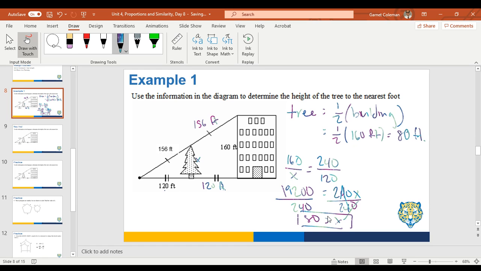So there are 2 ways you can do it. You can think of it as a mid-segment, so you can take half the height of the building, or you can set up a proportion and solve it out if you don't remember this theorem that we learned last unit, and solve it that way.